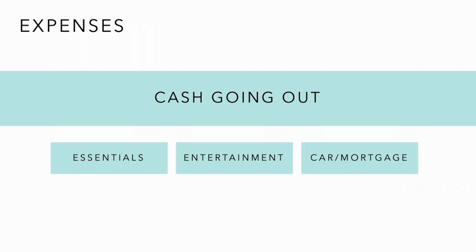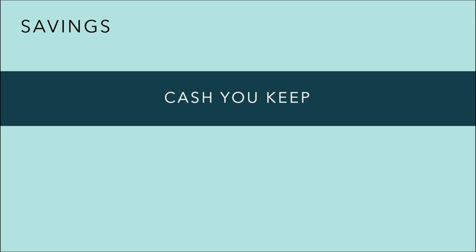Next, expenses. So expenses are just cash that's going out of your pocket. So again, it can be broken down into three different segments. You have essentials. So those are the things that you can't live without. Food, rent, electricity, Wi-Fi. Then you have entertainment, like going out with your friends to movies, dating, all those kind of things. You also have things like paying for the car or mortgage. So those are the expenses. So what are savings? Like I mentioned, it is income minus expenses. So that's basically the cash that you keep.